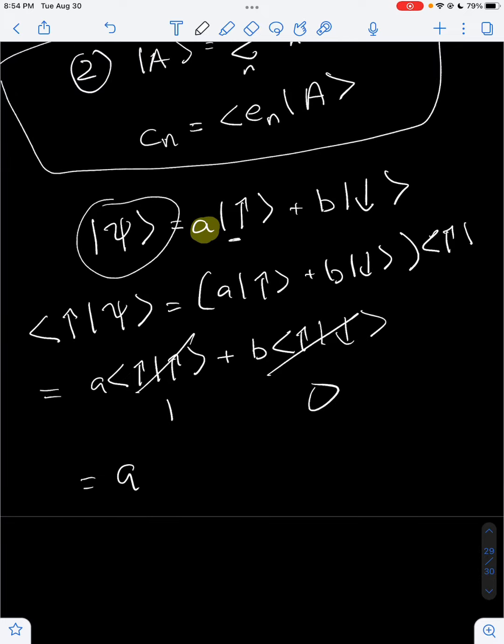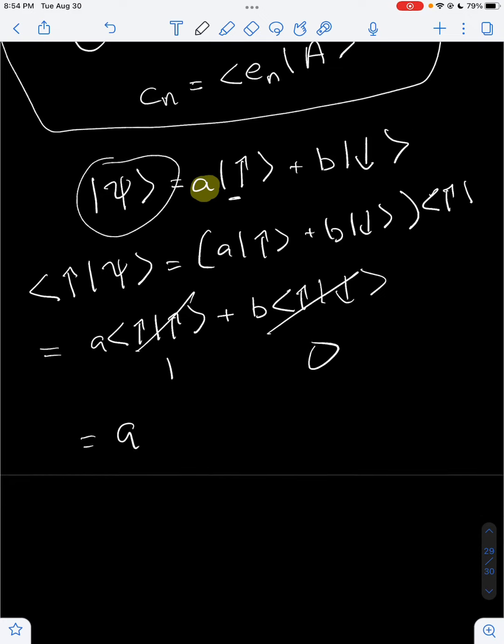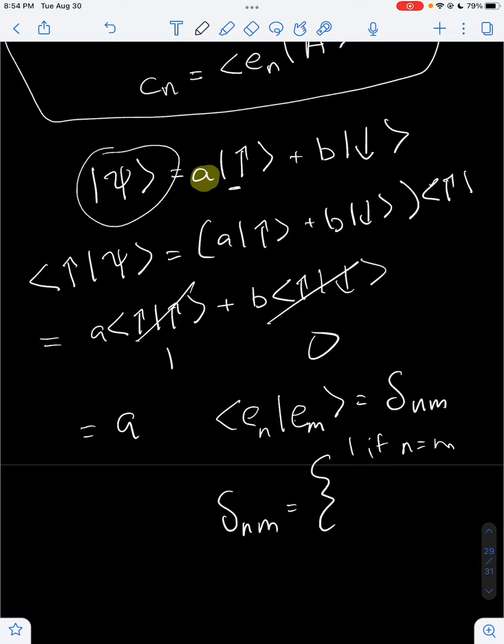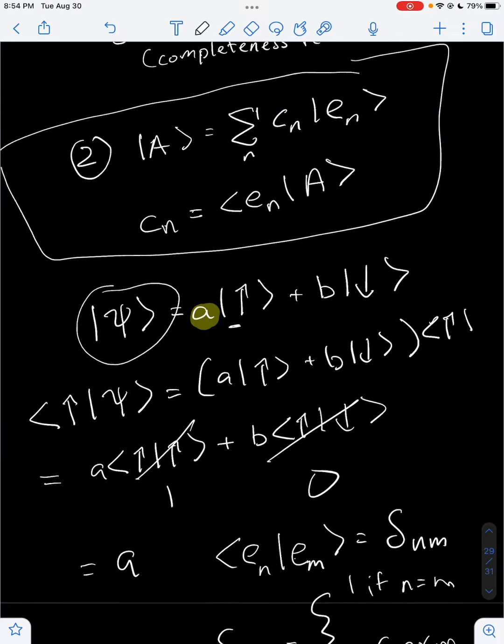Now, of course, we assumed one thing. We assumed that we had what's called an orthonormal basis. An orthonormal basis is a basis where the inner product of En and Em is the Kronecker delta nm. And of course, the Kronecker delta nm is just going to be 1 if n equals m, and 0 if n does not equal m. So basically, our basis vectors are at right angles to each other, and they have a length of 1. Then this whole thing works.